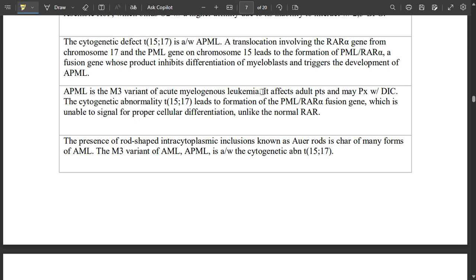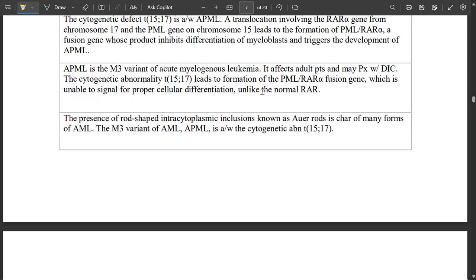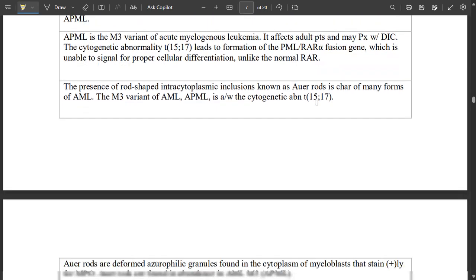It affects adult patients and may precipitate DIC, presenting with DIC. M3 has 3 letters and DIC has 3 letters. So APML is a variant of AML where DIC can occur. The 15;17 translocation is a common cytogenetic abnormality that leads to formation of the PML-RAR fusion gene, which is unable to signal proper cellular differentiation, unlike the normal RAR.